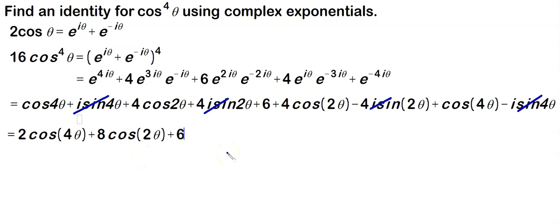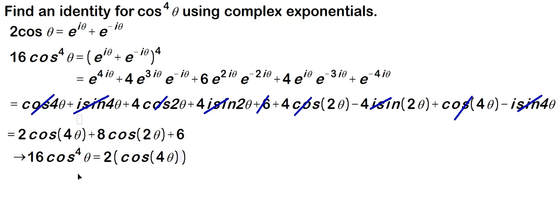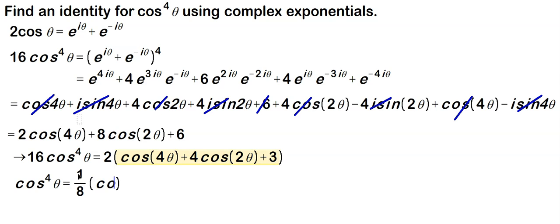And the 6 is just a constant, so you copy it once. So that means we've taken care of all of the terms. What we have then is that 16 cosine raised to the fourth of theta is equal to 2, pull the 2 out, and then cosine of 4 theta plus 4 cosine of 2 theta plus 3. Then just divide by 16 on both sides. So cosine to the fourth of theta is equal to 2 divided by 16, which is an eighth. So it's 1/8 of cosine of 4 theta plus 4 cosine of 2 theta and then plus 3.